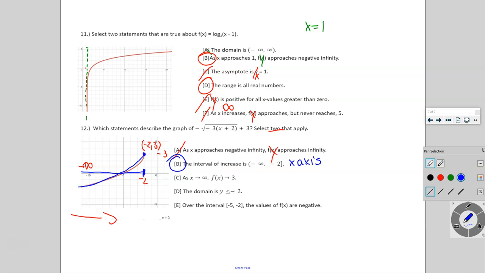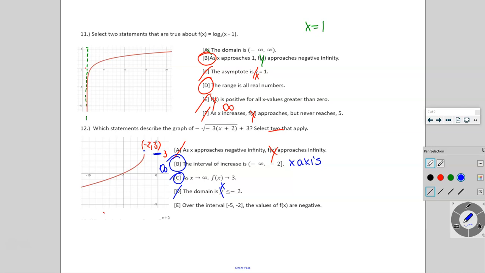C states that as x approaches positive infinity, my function approaches 3. So again, as we're going this way, my function stops at 3. So this is correct, all right? And then D, the domain is y, it's less than -2. Right there, domain does not represent y, it's the x-axis. So this could not be correct.